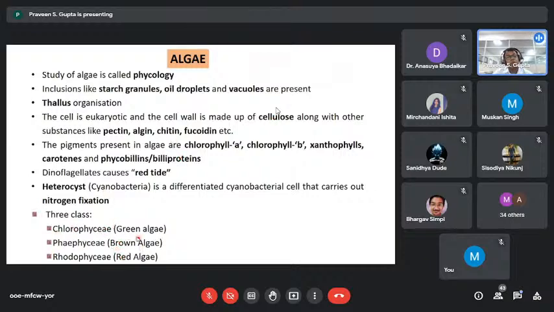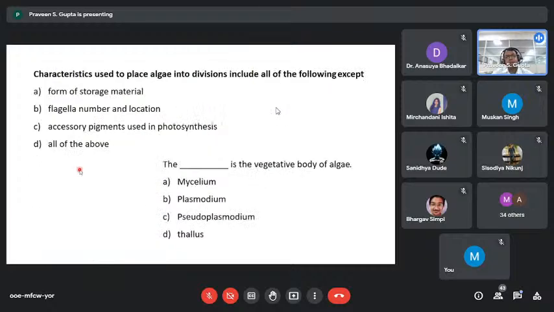In the same way, brown algae is also known as phaeophyce and red algae is rhodophyce. Then next, coming to some questions that may be asked on algae: characteristics used to place algae into divisions include all of the following except. So what type of characteristics are actually used to place algae?